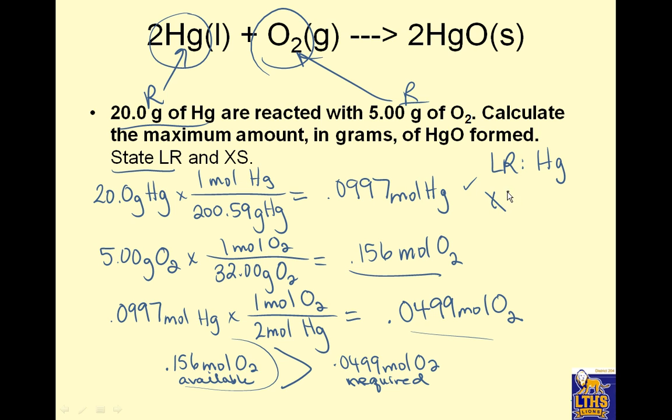The excess reactant is oxygen. Okay, so that's how you decide what the limiting reactant is and what the excess reactant is. All right, so changing both into moles, compare, change one reactant into the other, and then see how much you have available versus how much is required. Okay, if there's more available than required, that's excess. If there's less available than required, that's limiting.